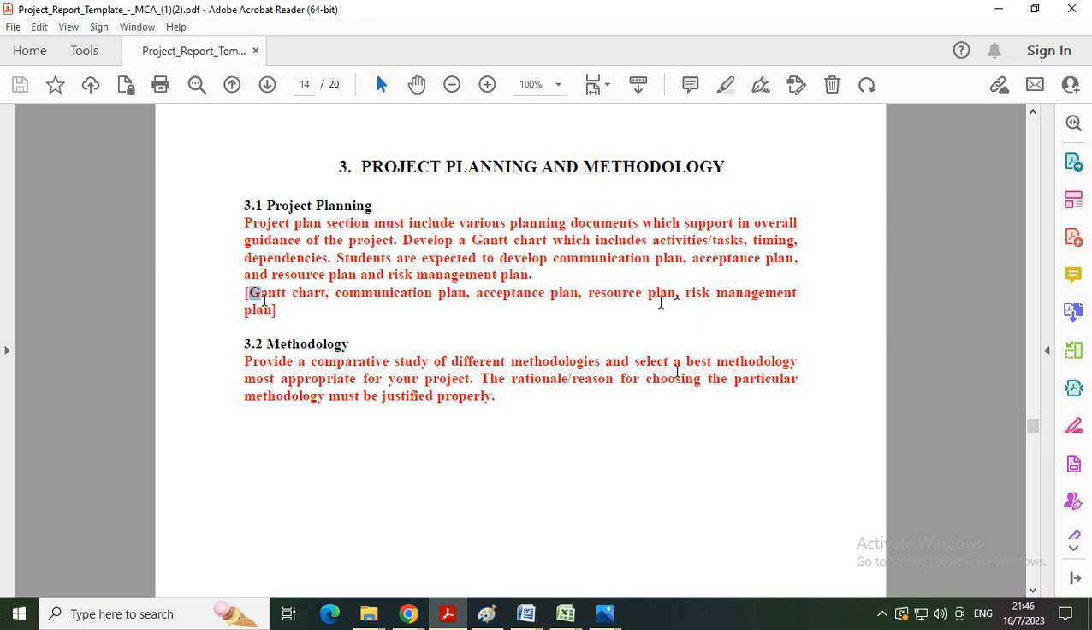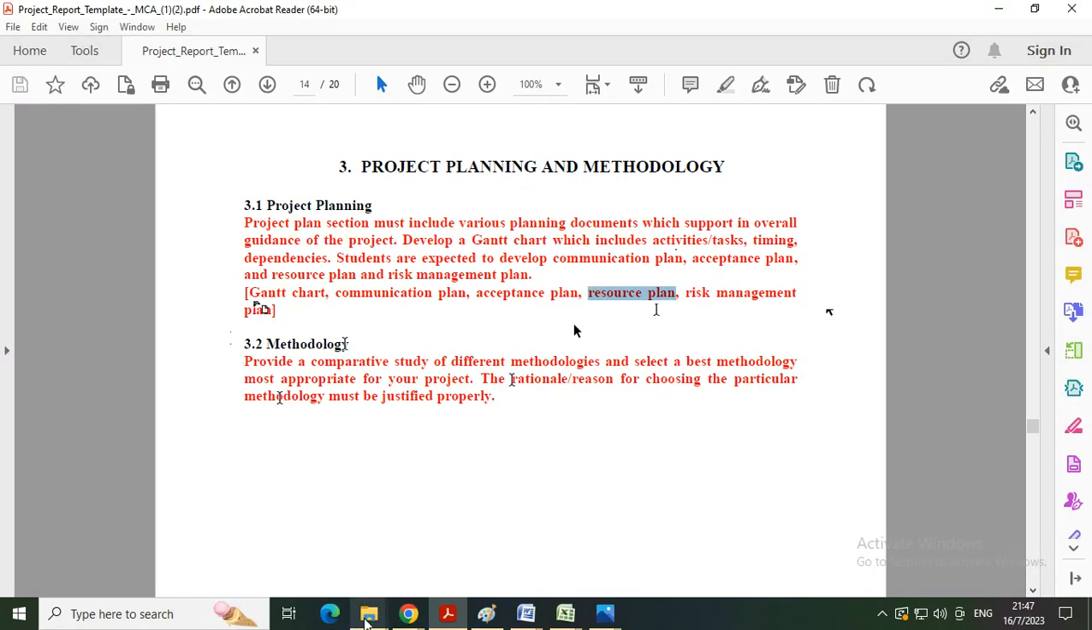And one more thing, you may have many analyses and plans here, but it is not required to mention and specify every plan from this list. If you are comfortable producing the Gantt chart, communication plan, and acceptance plan, any one thing can be left out, like the resource plan. You can take the risk management plan, or you can get rid of these two altogether. There is no hard and fast rule that you mention all the analyses and charts in your project. Okay, that is one more thing.